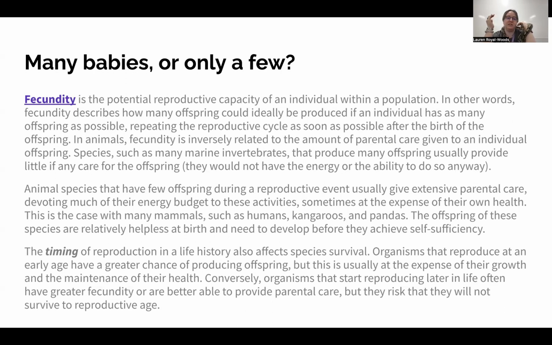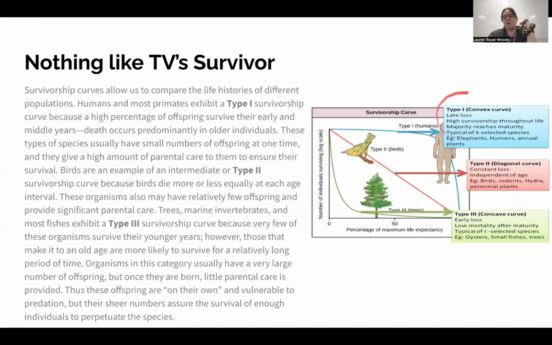Anyway, in other words, it describes how many kids can be ideally produced if the individual has as many offspring as possible during reproductive cycles, and then taking care of them after birth. So it's inversely related to the amount of parental care given. You'll notice that if you go back to the type 1s, we don't have that many kids because we put a lot of effort into making sure the ones we have are cared for and survive into adulthood.